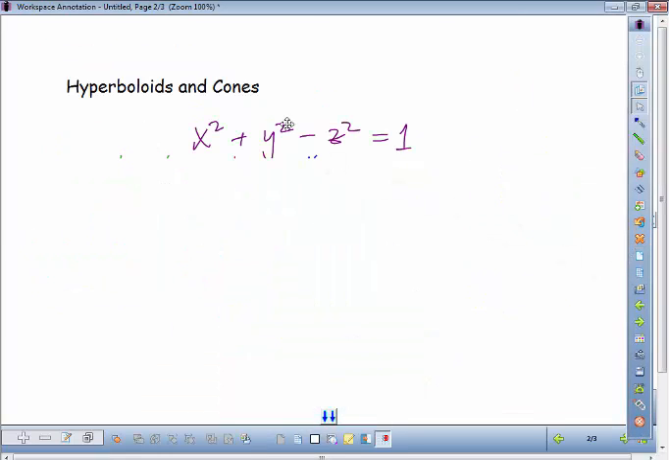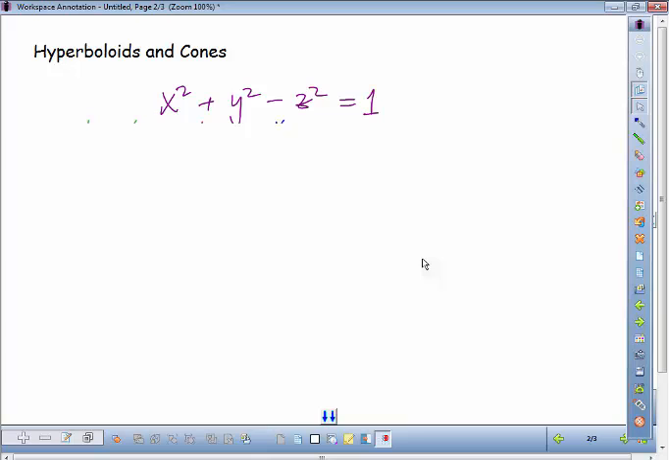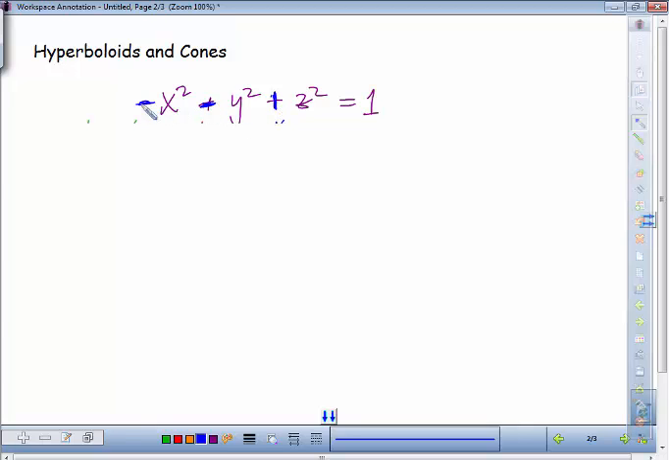So what if we take this equation and, instead of making one of them negative, make two of them negative? So I'm going to put a negative in front of the x squared and the y squared, and then make the z squared positive. Because the key, remember, is that they're not all the same sign. So the question is, what would happen here? Well, let's see what would happen.